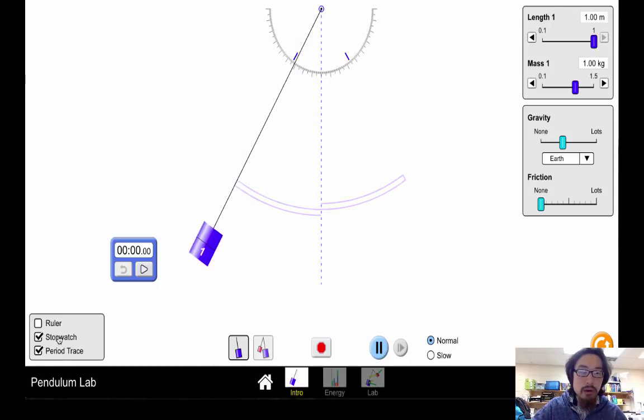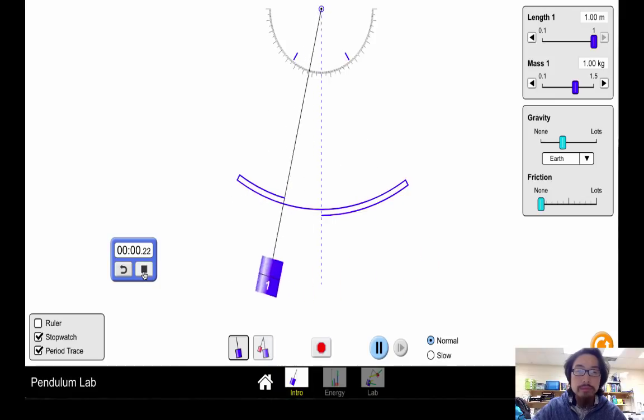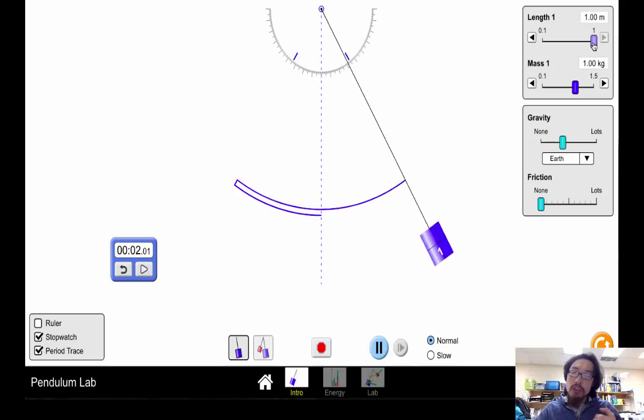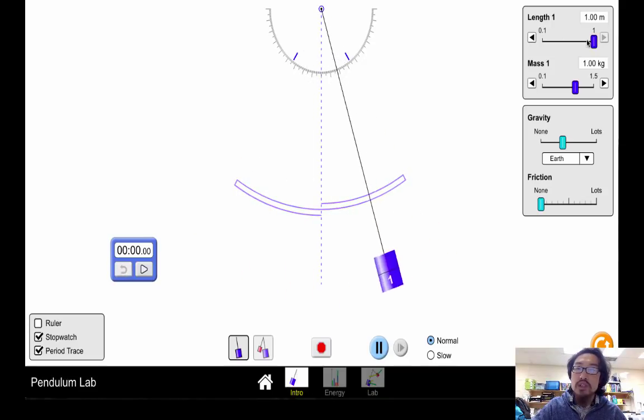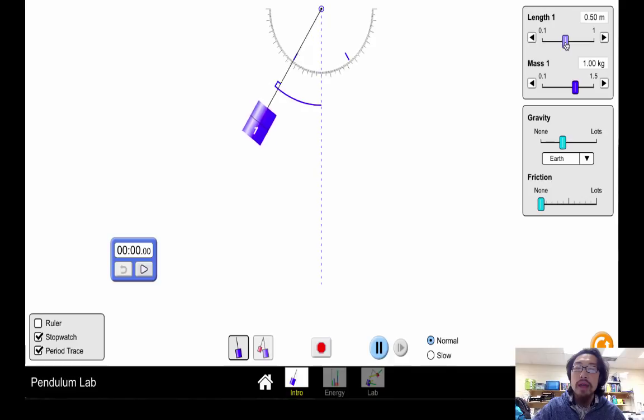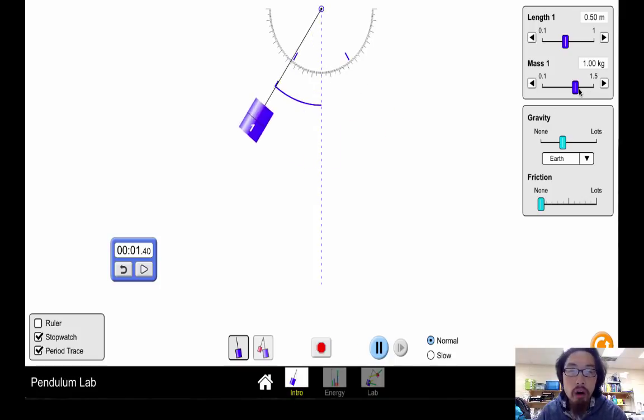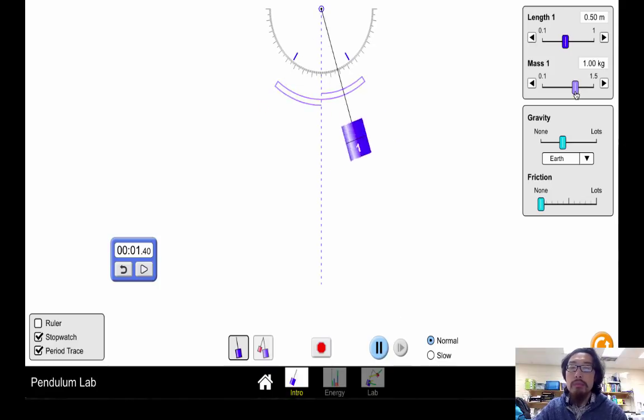Wow, much slower, and we could in fact use a timer. One period is about 2 seconds, but if we decrease the length of the string, we know that the period should decrease as well. Boom, about 1.4 seconds. Okay, so if I were to increase the mass, remember now mass isn't a part of pendulum motion, we should get roughly around the same period.